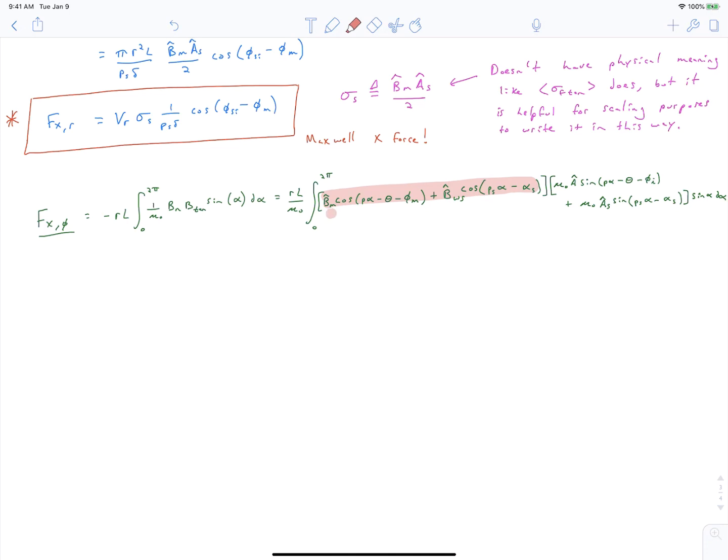where our magnetizing field and our torque winding field are lumped into this term. And then over here we've got our tangential fields. The first term is our torque tangential field, or our torque winding tangential field, and then our suspension winding tangential field.